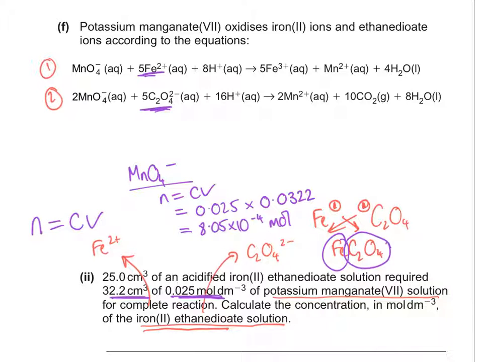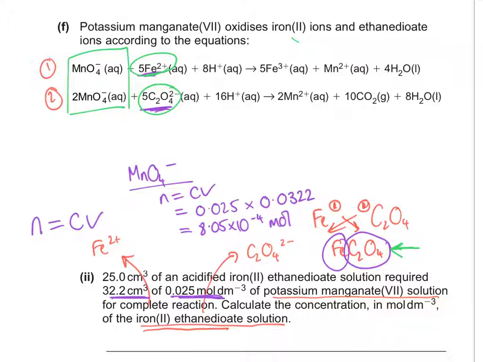So I've worked out that it requires 8.05 times 10 to the minus 4 moles of manganate ions to oxidise my iron ethanedioate solution. But what does that value of moles come from? Well, actually it's the total number of moles of manganate ions that's required to oxidise not only my iron 2+, but my ethanedioate ions. And you don't need to always go back to the fact that in your salt, the ratio of your iron ions and your ethanedioate ions is 1:1.